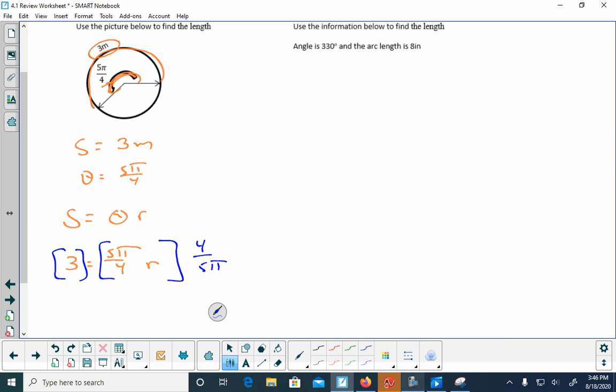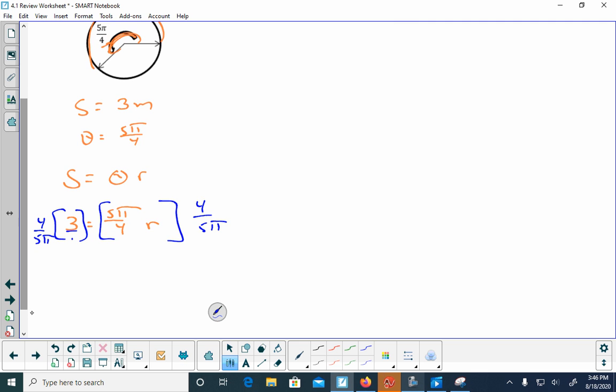Multiply this 3 by 4 over 5 pi. Remember that 3 is understood to be over 1. So when I multiply, I'm going to have 12 over 5 pi. And I can leave it like that. Especially if I don't have a calculator, I'm definitely leaving it like that.